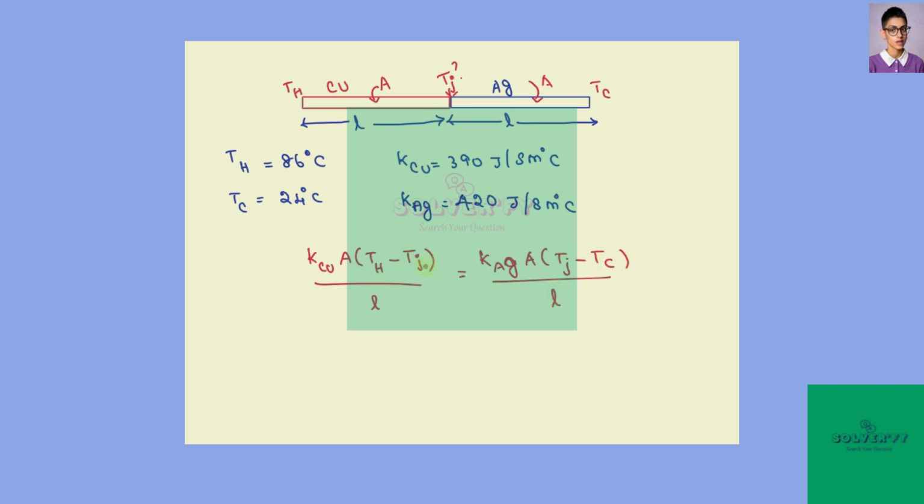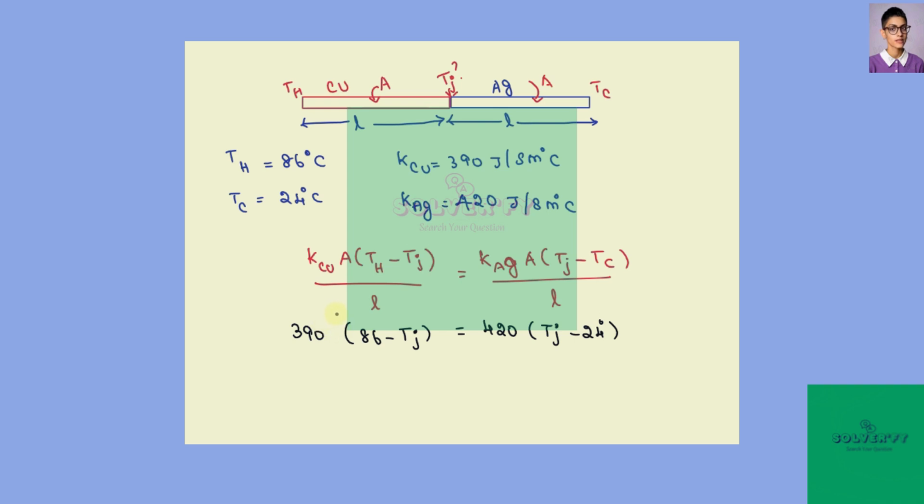By plugging in the values, we can calculate the junction temperature, and here the area and length being the same, they cancel out each other, and here it is 390, which is the thermal conductivity of copper, into Th, which is 86 minus Tj, is equal to 420, which is the thermal conductivity of silver, into Tj minus 24 degrees Celsius, which is the coldest temperature.